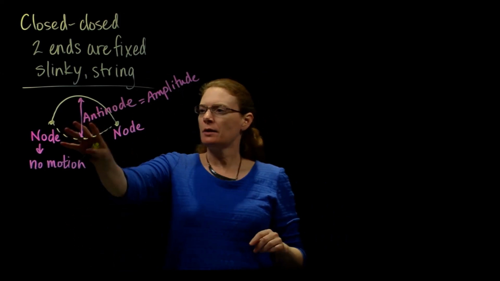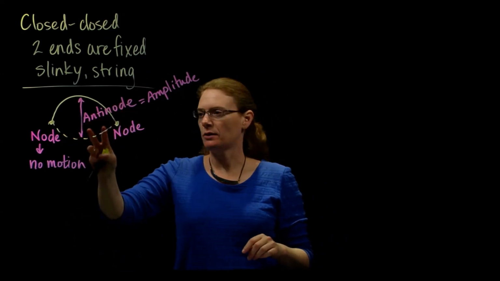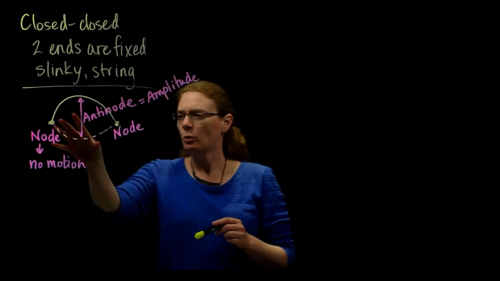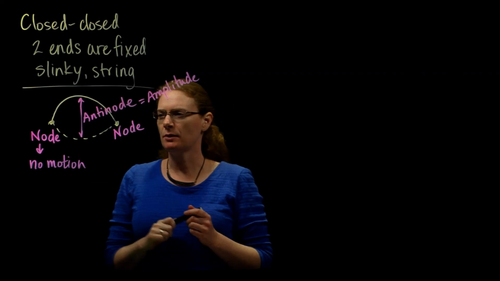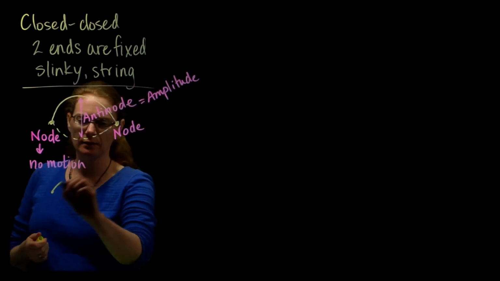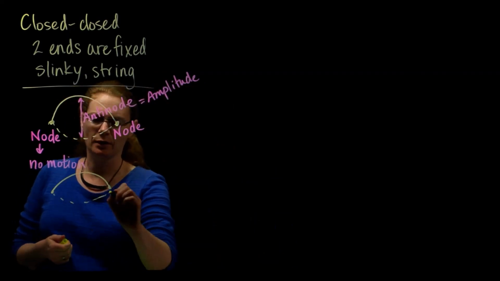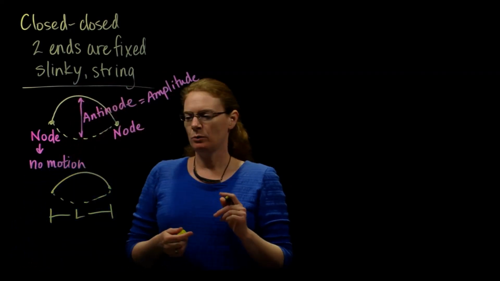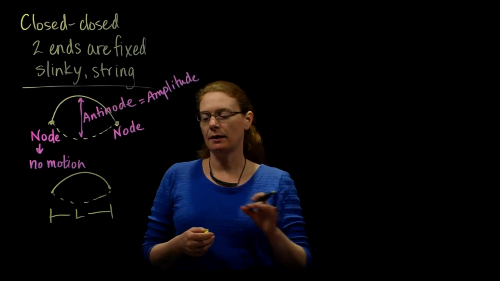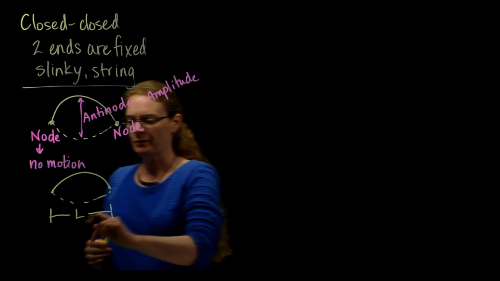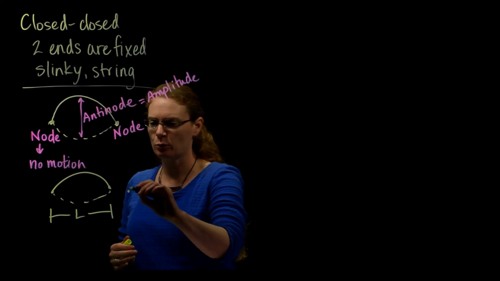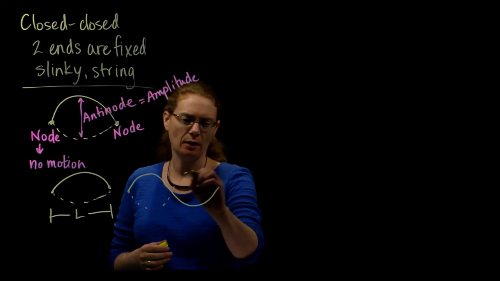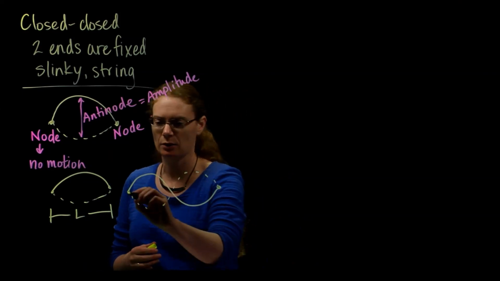So this is our simplest closed standing wave. This is our fundamental harmonic, our first level. And we can come up with some ideas about this if we know the length of the slinky or the string or whatever. We can also figure out how that length and the wavelength relate. So I'm going to draw the first three harmonics of a standing wave on a closed system.